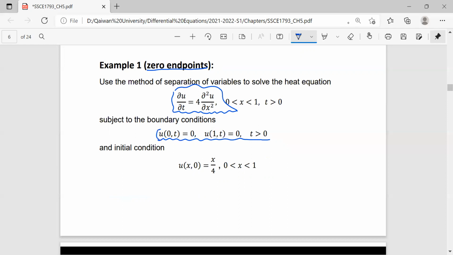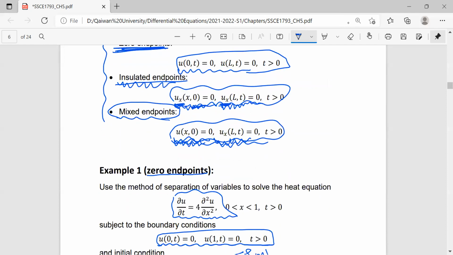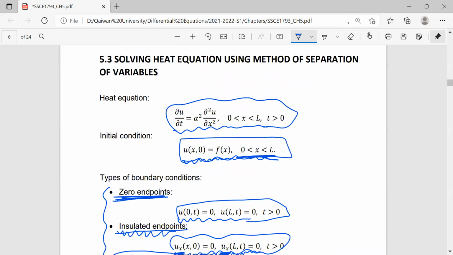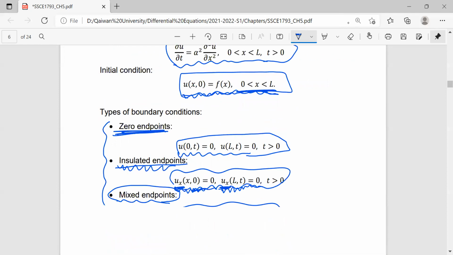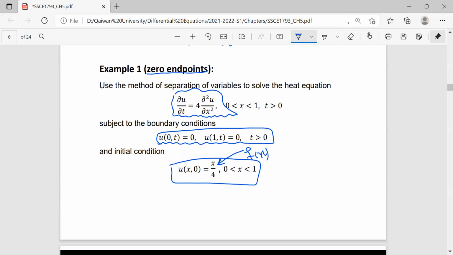We have been given the boundary conditions, and also the initial condition. As you see above, it says the initial condition u of x, 0 equals f of x. Here f of x is given, and you have the heat equation. Now we try to solve this heat equation.